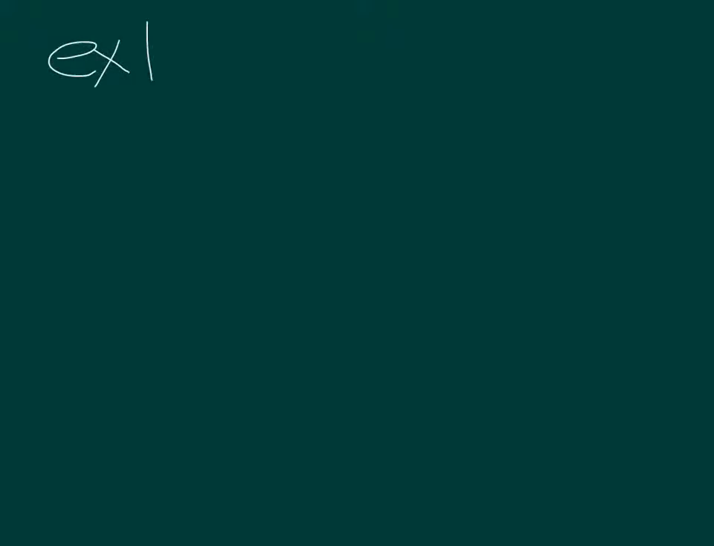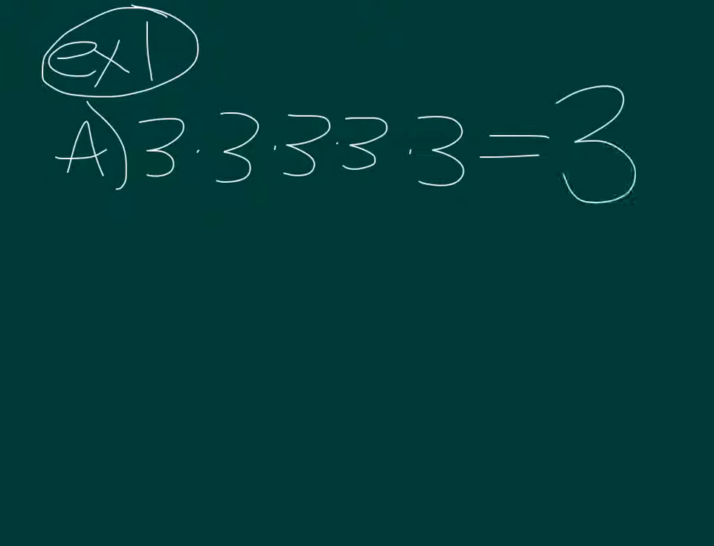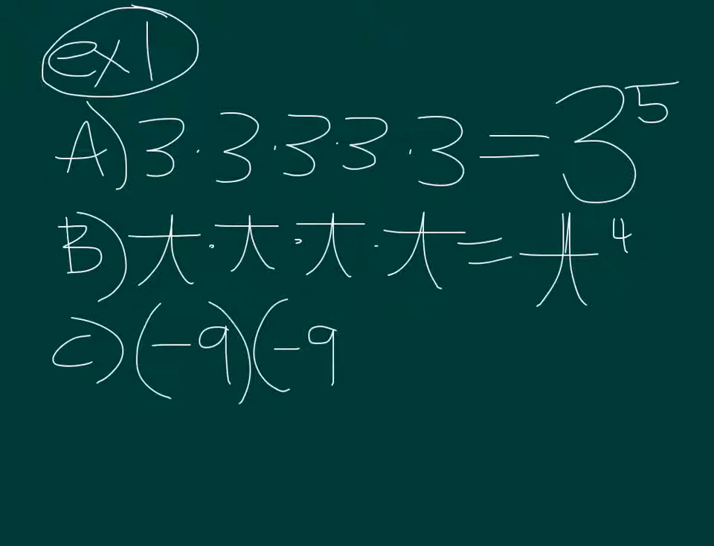Example number 1. Letter A has 3 times 3 times 3 times 3 times 3. And you were to write this expression using exponents. So this would be 3 to the 5th power. And then you've got B is t times t times t times t. So it's t to the 4th power. And then you've got C is negative 9 times negative 9. So this would be negative 9, and notice we're keeping it in parentheses, to the 2nd power.